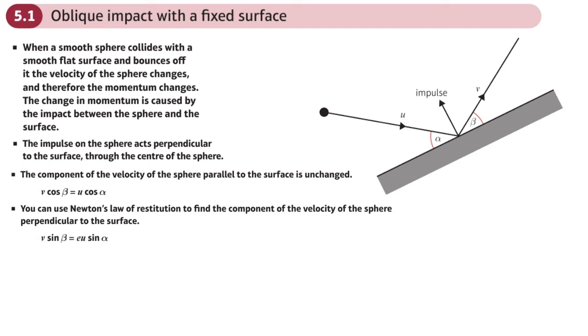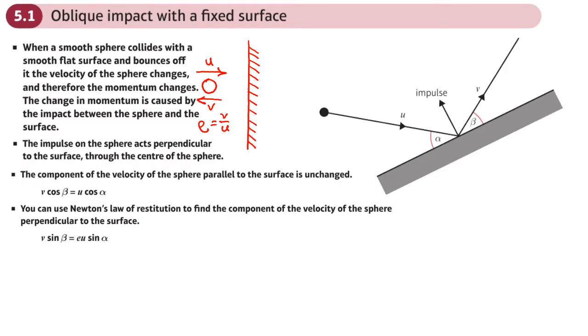This is the first section of the elastic collisions in 2 dimensions, and this is an oblique impact with a fixed surface. Now we've done normal impacts with a fixed surface. That means that an object has hit a fixed surface at a perpendicular angle. So we've done things like this, where this would be u and this would be v, and we'd have the coefficient of restitution, which is v over u. The only difference now is that we have things impact at an angle.